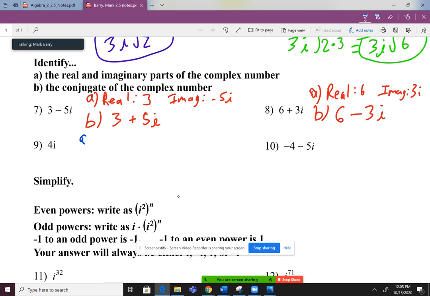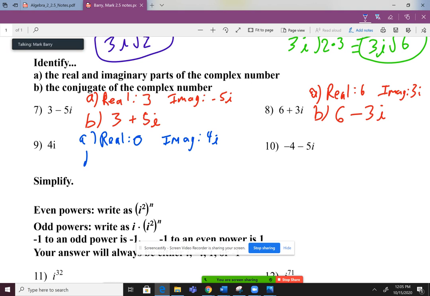For number 9, I think most of us can see that the imaginary part is 4i. Some of us may be wondering what I'm going to write down for the real part. Any guesses as to what's the real part of this? 0 is correct. There is no real part. It's all imaginary. But good thing is we have a number that means nothing. That number is 0.